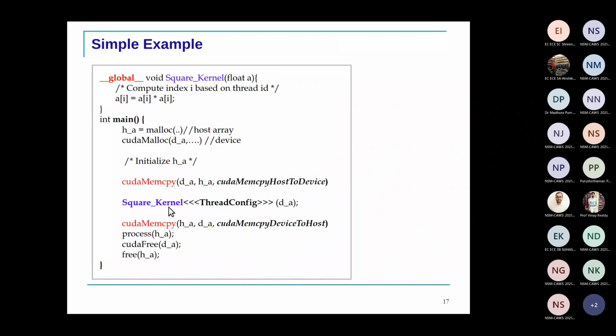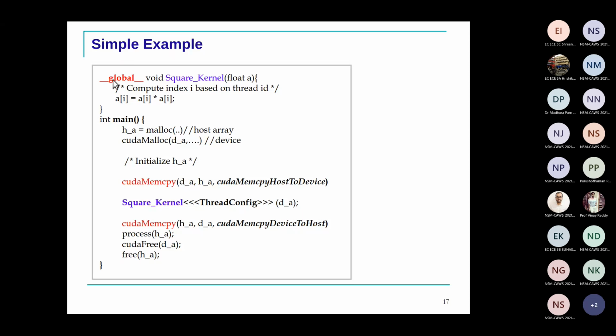Once the data has been transferred, the data is there on the GPU. Now you perform the operation. The operation is called the square operation, the square kernel. So we write a function, and that function is called a kernel. It is called square kernel. It is as good as any kind of function that you write, but it will be executed by all the threads that are participating in the program.